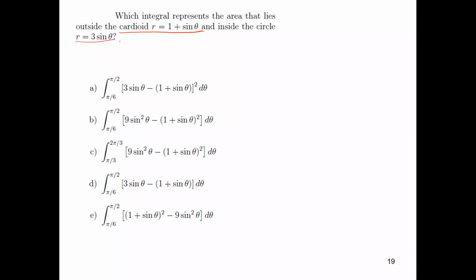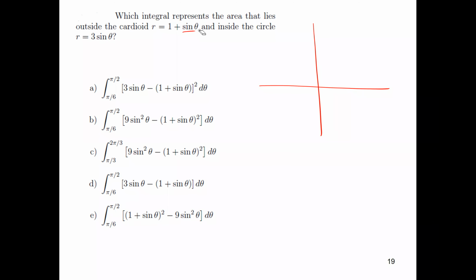I will draw this first. Let's see if I can do it. The cardioid is 1 plus sine theta. That means we definitely know that the cardioid is symmetric. Because it's sine, we can't have the cardioid lying along the x-axis. It will be longer on the y-axis, at 90 and 270.